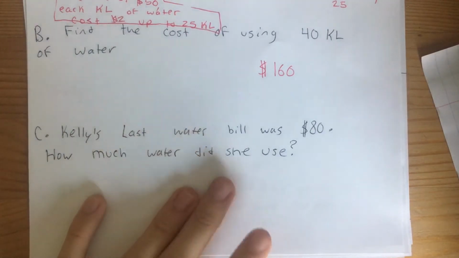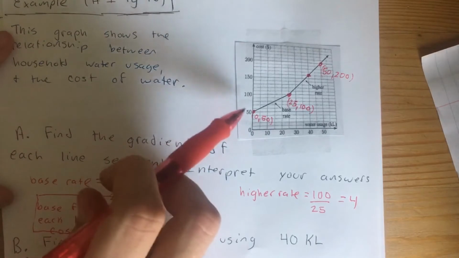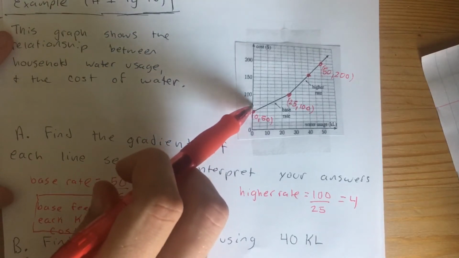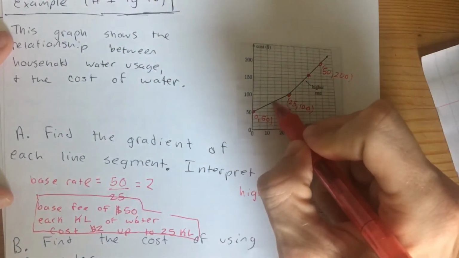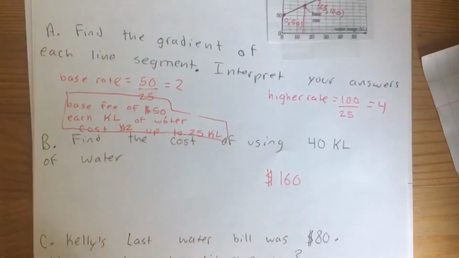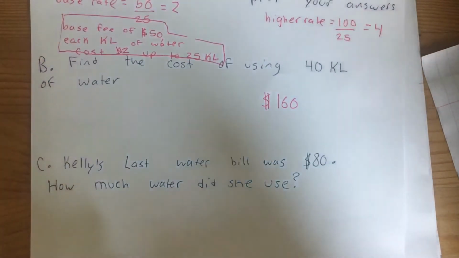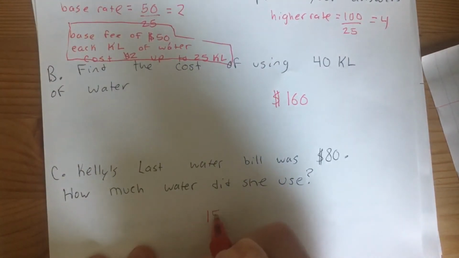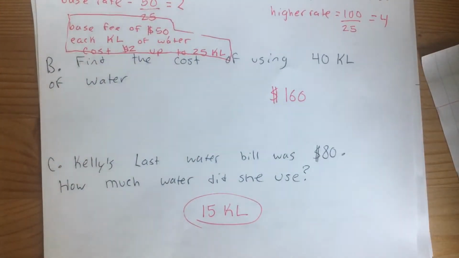And this one, since it is perfect on the graph, if you look at this graph, we can easily find 80. This axis is going by 10, so we'll go up 3 from 50. 1, 2, 3. That intersects here. So if she got charged $80, she would have used 15 kiloliters of water. Which is a lot of water relative to a gallon, which is what we use to measure in the US.